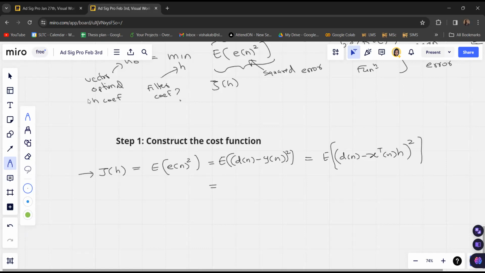I can denote this again by dividing it into two factors. I can write this as d(n) minus x transpose(n) h, and then take the transpose of this entire thing. Then I take d(n) minus x transpose(n) into h, the same thing. This is what I did to get these two factors separated out.